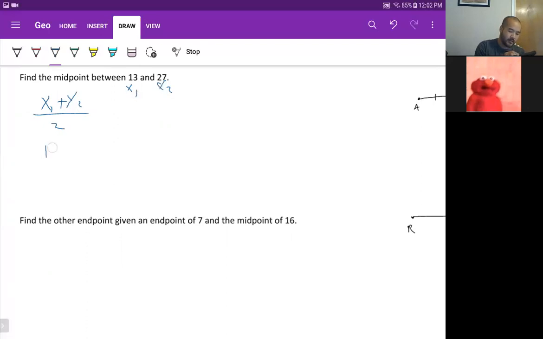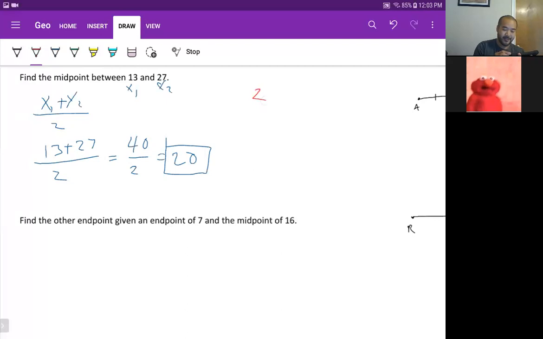So it'll just be 13 plus 27 divided by 2. That's going to be 15. 40 divided by 2, which is 20. 15. Oh, wait, no, it's not. Hold on. If you had an easier example, like the midpoint between 2 and 4, the answer would be 3. So sometimes you can just do them in your head, which is perfectly fine.